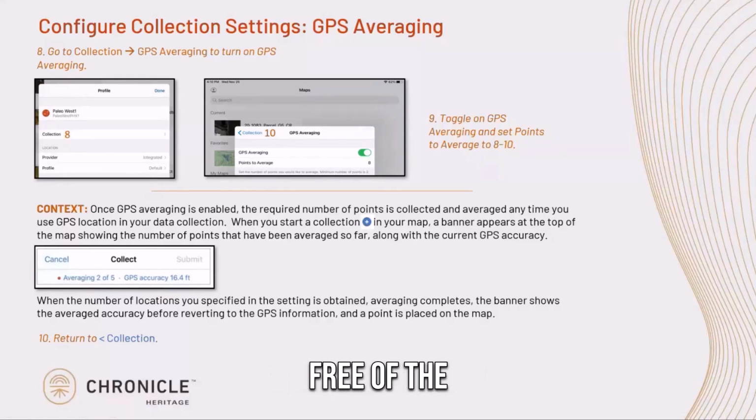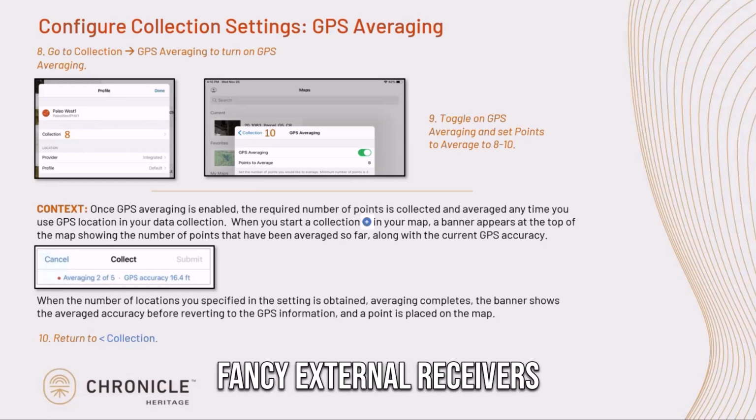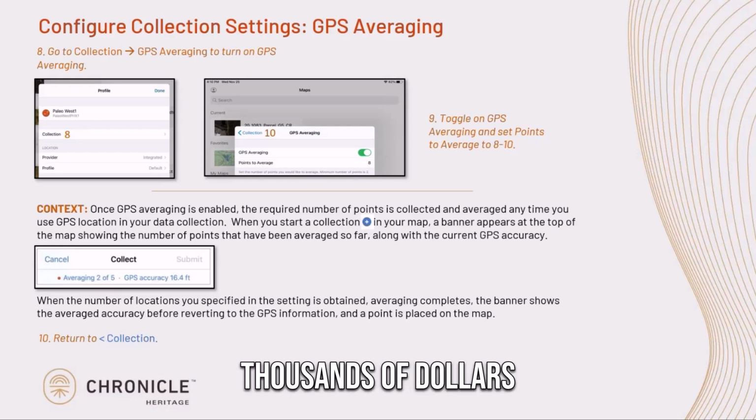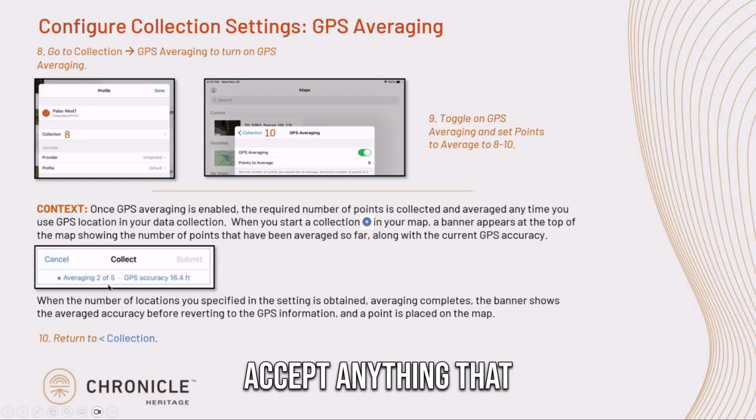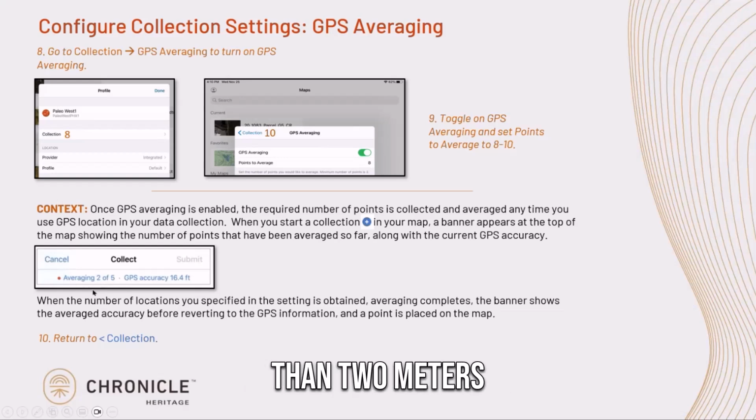We're not yet free of the accuracy game. There's one more setting to make sure a specific level of data quality. We have these fancy external receivers that some of them are like thousands of dollars a piece, and they can record to say maybe sub-meter accuracy. But this setting, accuracy, says, what is your bare minimum to get you to swipe right on this data? When you set this accuracy, you say, hey, I will not accept anything that is less accurate than 2 meters or half a meter.